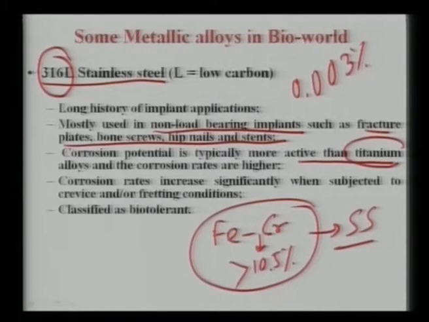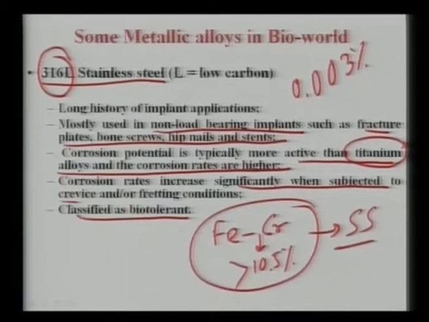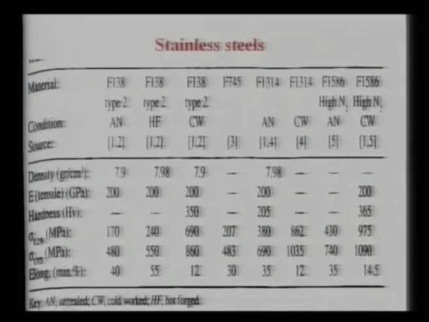Therefore, where high durability or longer resistance to corrosion is needed, titanium alloys should be used, and the corrosion rates of stainless steel are higher. It is considered biotolerant, and the corrosion rates increase subsequently when subjected to crevice or fretting conditions. These are some of the commercial grades of stainless steel.